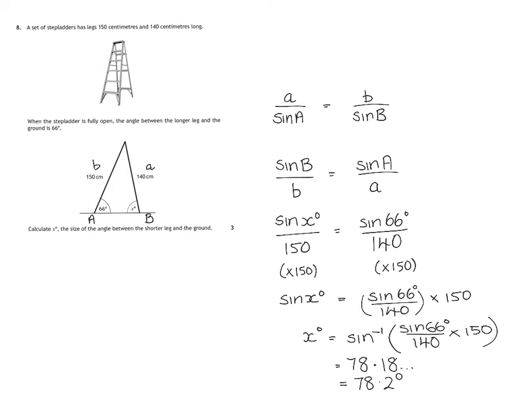You get 1 mark for correct substitution into the sine rule, another mark for rearranging the formula, and then 1 for getting to x. Right, okay, so that wasn't too bad for a sine rule question. Actually, it was quite kind for a sine rule question. So we're going to go on to question 9.